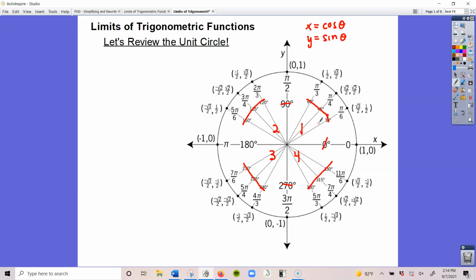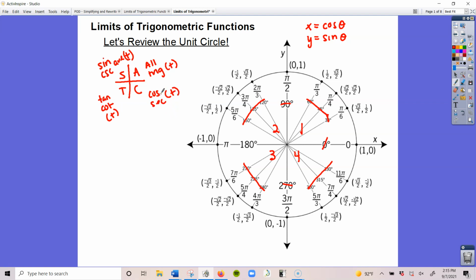Now for the signs, if you remember, all students take calculus. The A stands for all trig functions are positive. The S means that sine and its reciprocal cosecant are positive. T for tangent and its reciprocal cotangent are positive, and C, cosine, and its reciprocal secant are positive.